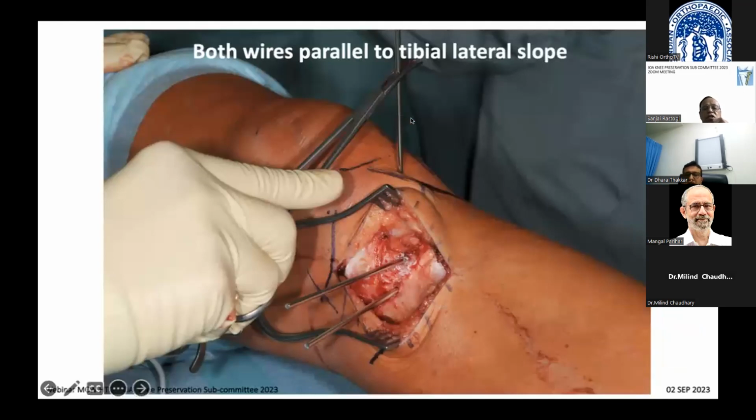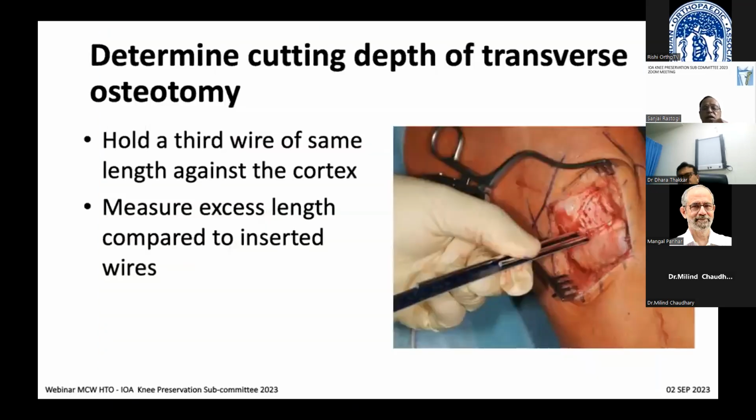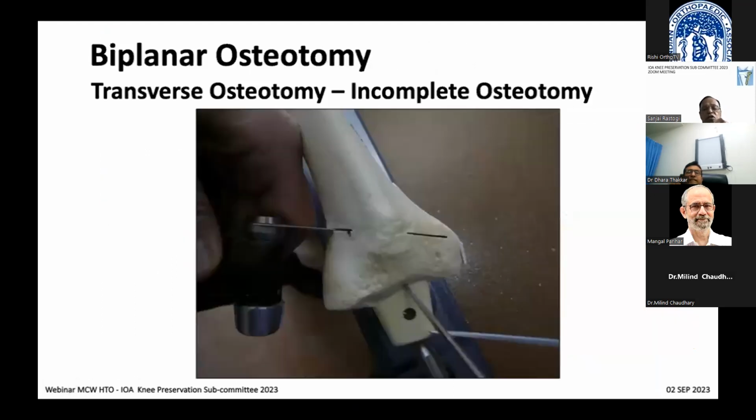And this is on the table. This is the AP wire, and these are the 2 transverse wires. This wire, which is 1 centimeter from the joint line, also helps to put the proximal end of the Tomofix in proper place. We hold the 3rd wire outside these 2 wires to know what is the depth of the osteotomy. This is measured, and this is marked on the saw blade.